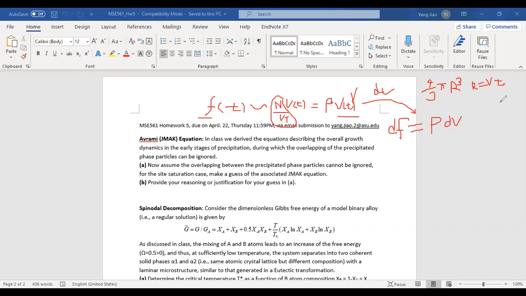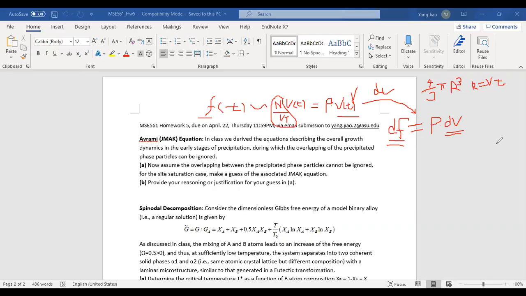Yeah, this is very straightforward to do. But let me write down this, I think it's probably more straightforward for the meaning. So this is in the very beginning stage of the growth, right? For which we consider the particles are independent of one another. So every single increase of the volume of the particle will contribute to the increase of the overall fraction of the transformed phase, right? This is in the early stage where the particles are not overlapping one another.